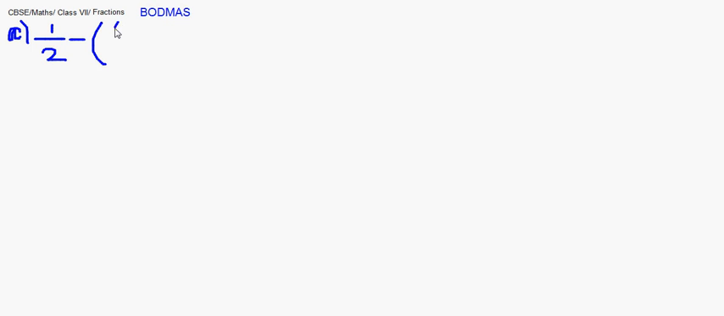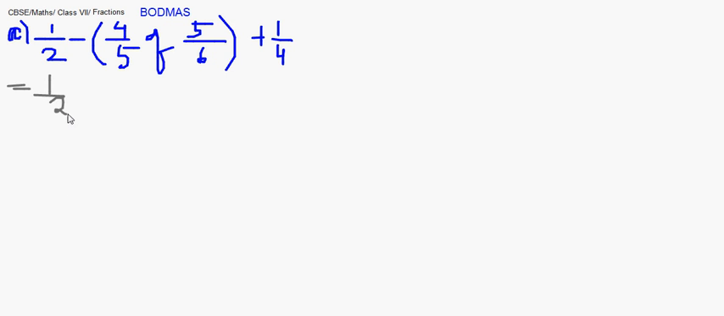It's 4 by 5 of 5 by 6. So first, what's there inside the bracket, we will address it. Let me solve it using some other color again. This is half minus, let it be in the bracket, 'of' will be written as 4 by 5 into 5 by 6, plus 1 by 4.